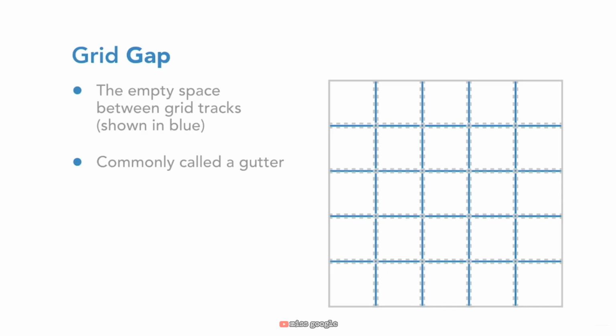And that in turn means whatever color or item is appearing behind your grid will now shine through this grid gap. That gives you a quick overview of the general terminology we'll use throughout the rest of the course, and now you're ready to start building your first grid.